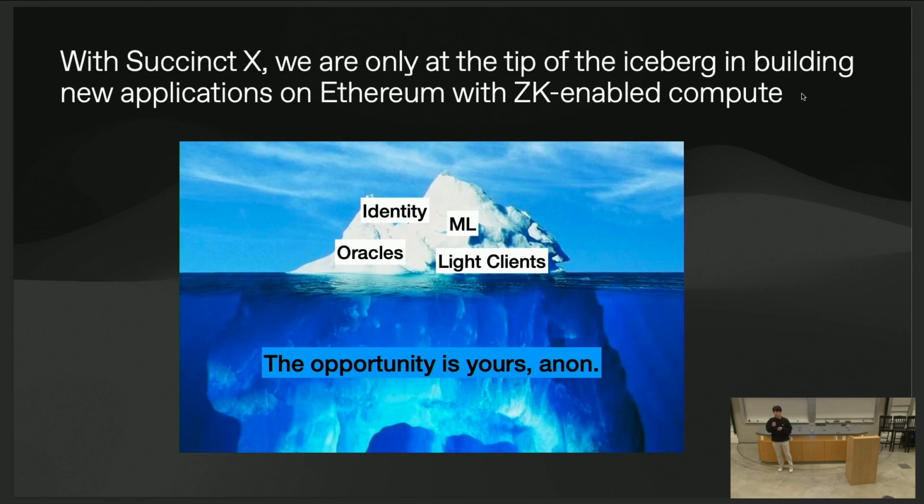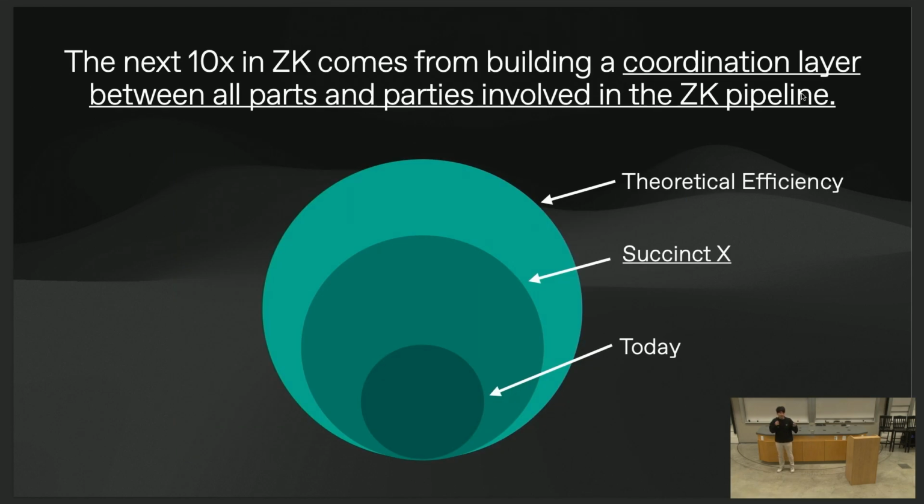So our end goal with Succinct X is not just to make ZK better and faster, but we really think that we're only at the tip of the iceberg in terms of what's possible with building ZK-enabled decentralized apps. And even though we've only seen a few applications so far that are pretty interesting, our hope with this is to really encourage people to build new, novel, interesting dApps that, in the end, encourage more adoption of Ethereum. And the main point here is, the next 10x in ZK, we think, at Succinct, comes from building a coordination layer that coordinates between all parts and parties in the ZK pipeline.